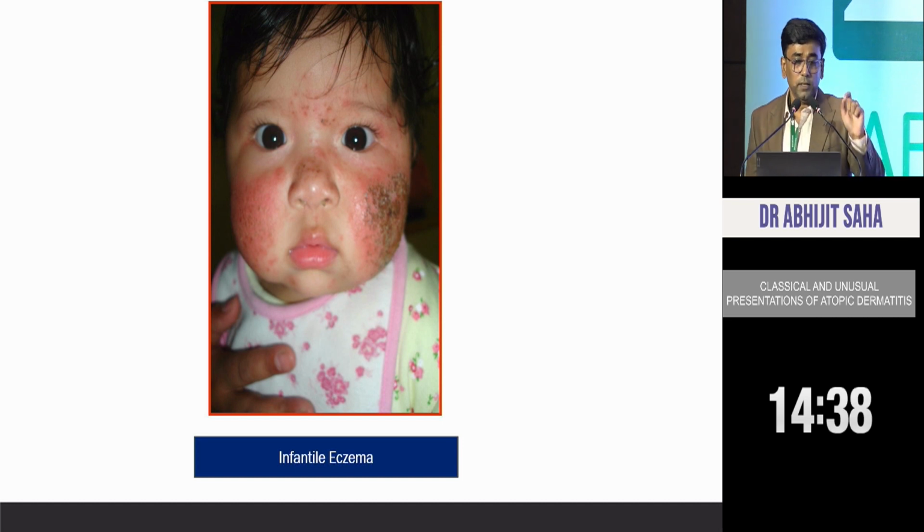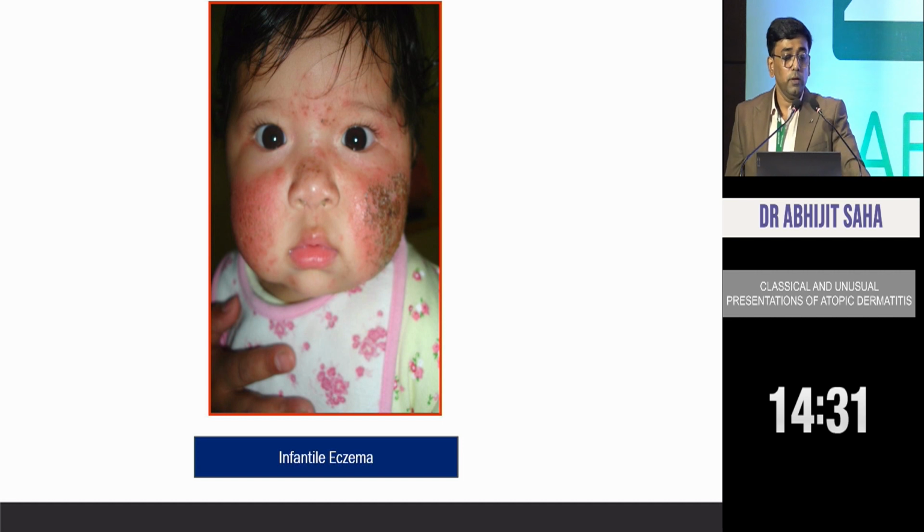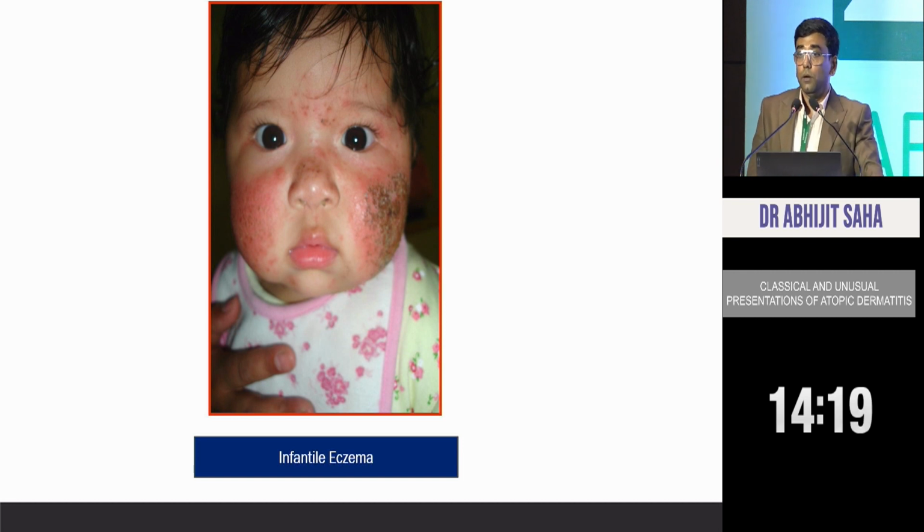But one thing I just want to highlight, my previous speaker, Dr. Rajim Malakar, has already mentioned. Baby skin is very thin, number one, and they have increased body surface to weight ratio. So there is always a chance of high percutaneous absorption.